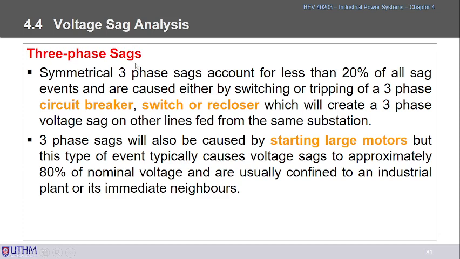And the three-phase sag is not that common, but even so, it happens when we operate three-phase equipment or three-phase devices. For example, circuit breakers, switches, and reclosers, all running on a three-phase basis, then you might have voltage sags, and especially for the starting of a large motor here.